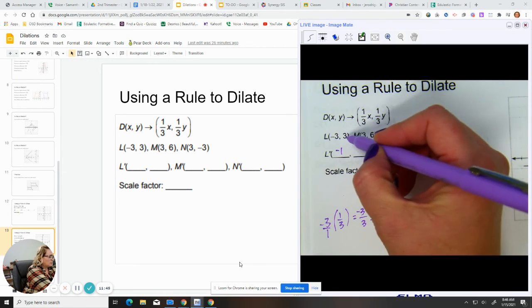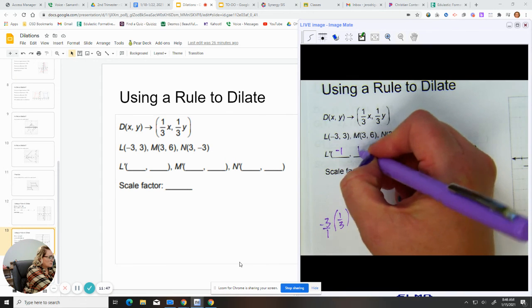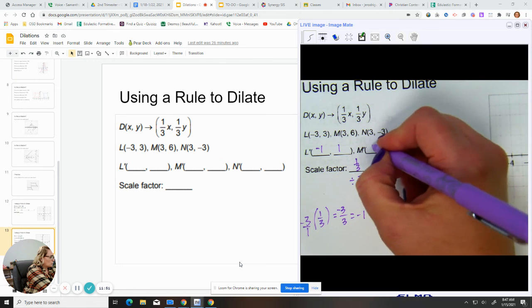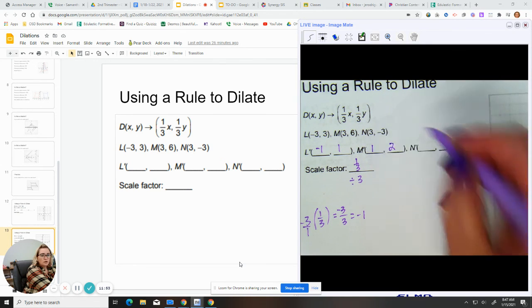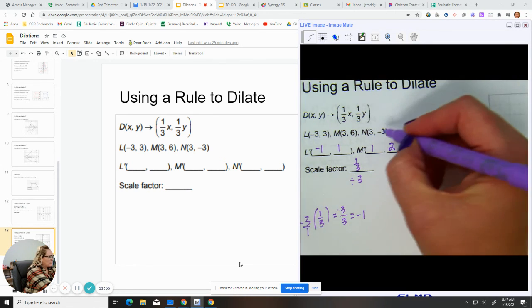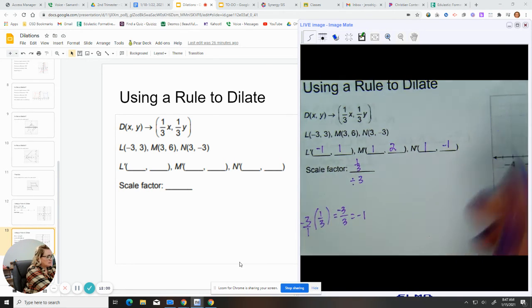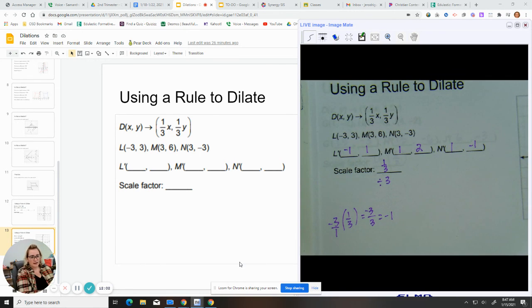So then 3 times 1/3 is going to be 1. 6 times 1/3 is 2. 3 times 1/3 is 1. And -3 times 1/3 is -1. Same thing if you were to divide by 3. So timesing by 1/3, dividing by 3 is the same thing.